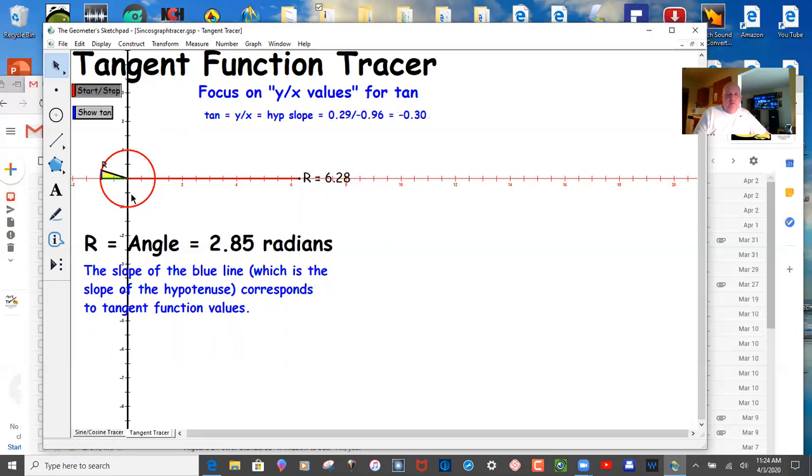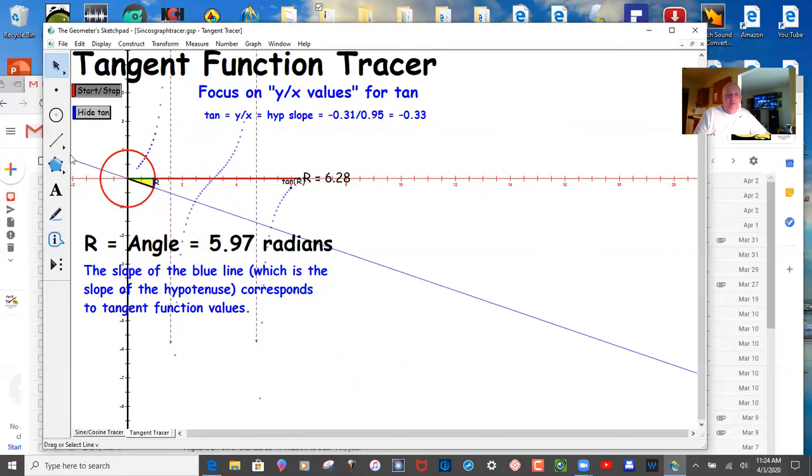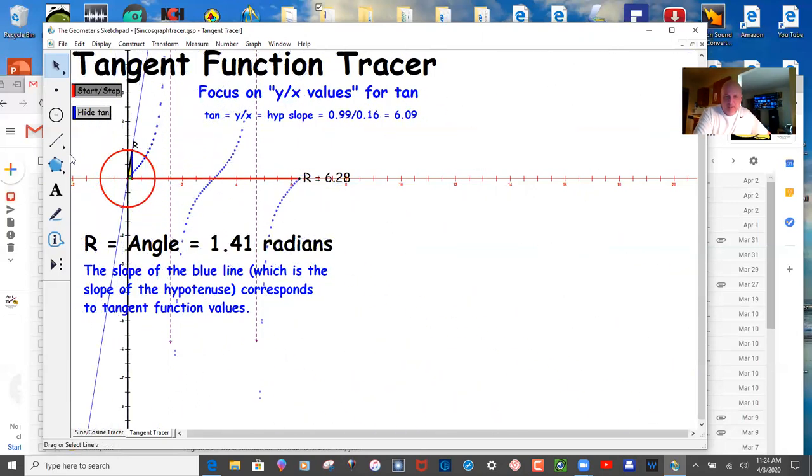So we're just graphing the slope values as we start to go around. And so the first little thing is just showing the tracing of, and now I'm going to show graphing, the slope of the hypotenuse. And so as you get near 90, it's going towards infinity. As you get near 270, it's going off towards negative infinity.